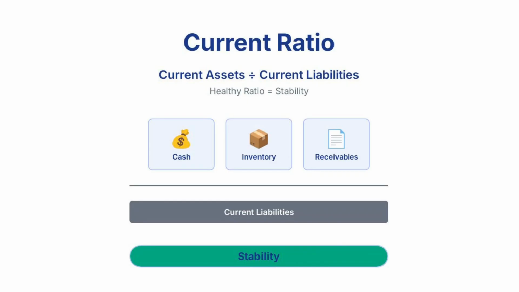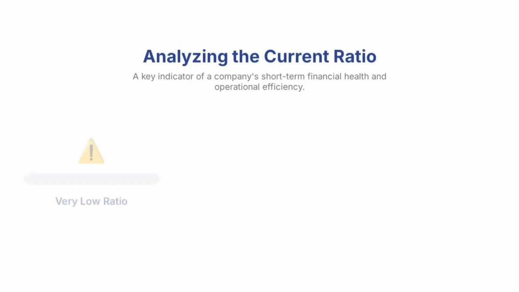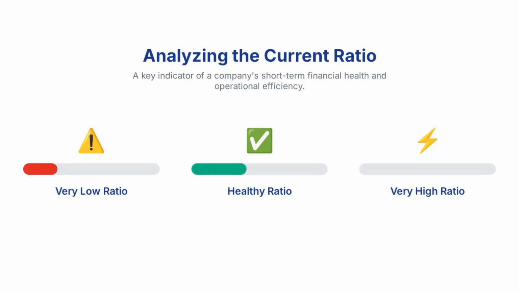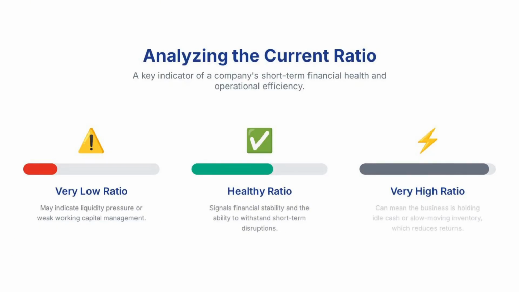The current ratio shows whether a company can cover all of its short-term liabilities using all of its short-term assets. It is a broader and more general measure of liquidity compared to the quick ratio. A healthy current ratio signals financial stability and the ability to withstand short-term disruptions. A very low ratio may indicate liquidity pressure or weak working capital management, but a very high ratio can mean the business is keeping too much idle cash or slow-moving inventory, which reduces returns.